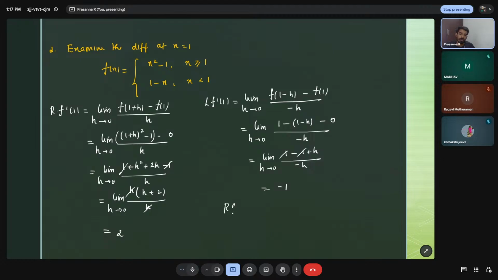You see that R of f dash of 1 is not equal to L of f dash of 1. So therefore, f is not differentiable at x equal to 1. So very simple. You just have to make use of this formula. You find the limit. You know how to find a limit. You just see whether they are equal or not, right? So this is a very limited topic. Very simple topic.